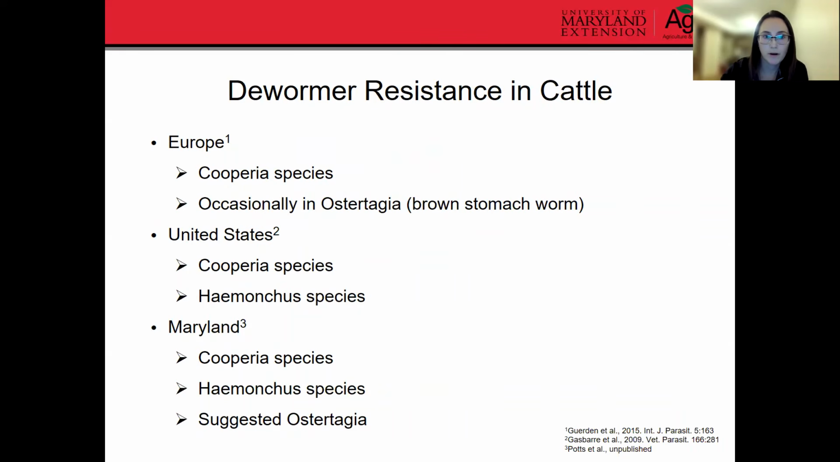There have been reports of many of these different nematode species being resistant to dewormers across the globe. In Europe, there have been reports of Cooperia and the brown stomach worm being resistant to dewormers. In the US, it's been reported that Cooperia is resistant, as well as Haemonchus species. Then we did a very small survey study a couple of years ago here in Maryland, and we did see some suspect resistance developing in all three of our nematode species. So it's here, it's just not quite as widespread to the point where it's as noticeable as it is in the small ruminant industry.